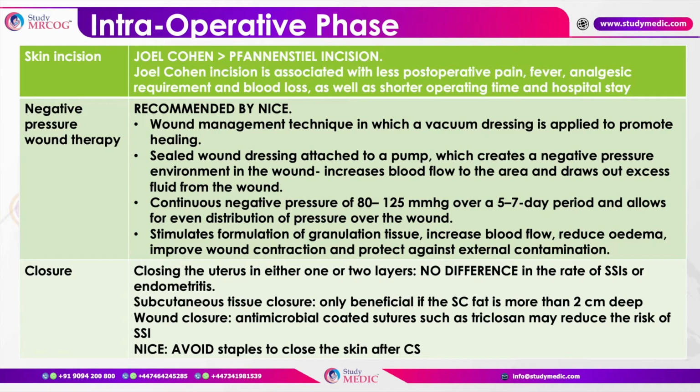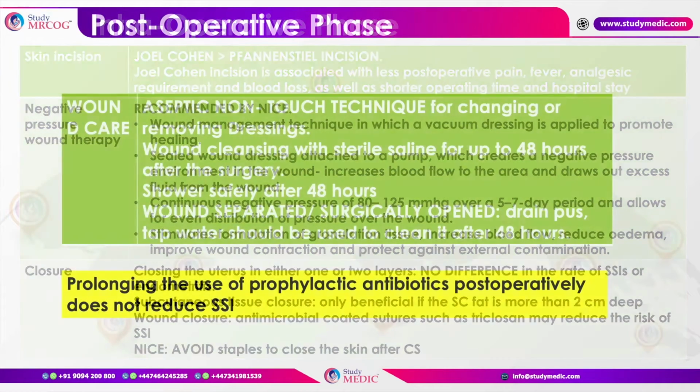Subcutaneous tissue closure is beneficial only if the fat is more than 2 cm. And ideally, it is always better to use antimicrobial-coated sutures like triclosan, which reduces the risk of SSI. And ideally, staples should be avoided and sutures should be preferred because with staples, the rate of SSI is more.